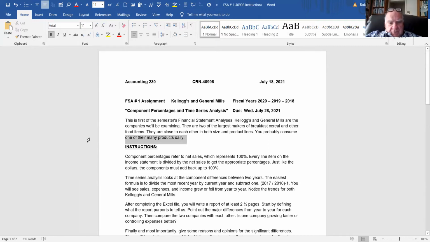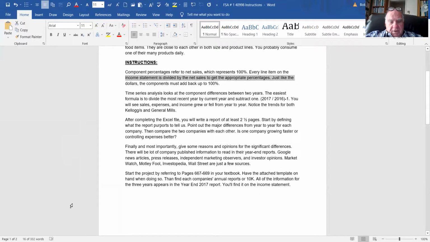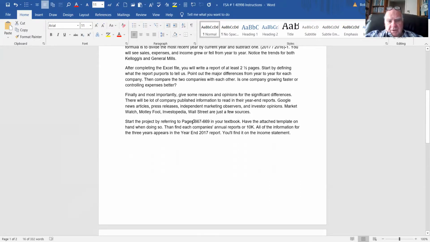Okay. And so this just talks a little bit about what the elements are of the assignment. You're going to have to do what are called the component percentages, which I'll explain in just a moment. The component percentages are simply percentages of sales. The time series analysis compares 2 years to each other and strikes a difference both as dollars and as a percentage. And then we're going to have to do the AR turnover and the inventory turnover. And I'm making a suggestion here. Start the project by referring to pages 687, 667, 669 in your book. Again, hopefully that's the correct page number. It's the section where we get into the metrics. It's the chapter that we're not teaching, other than through the FSAs. Okay, so I'll clean these instructions up a little bit in terms of the dates.